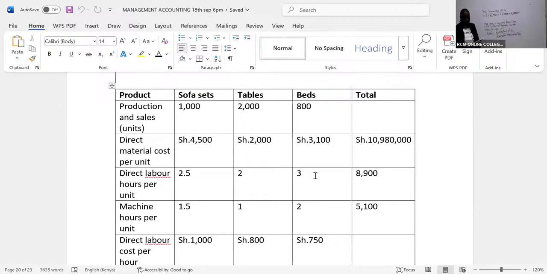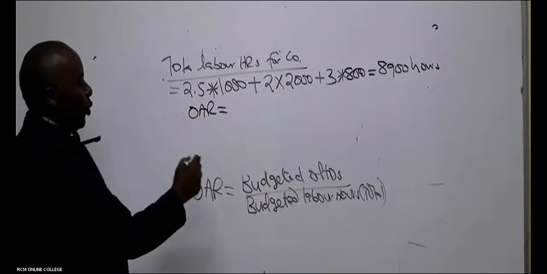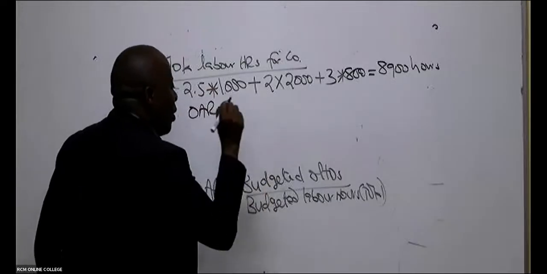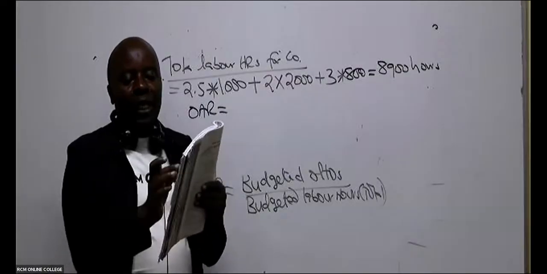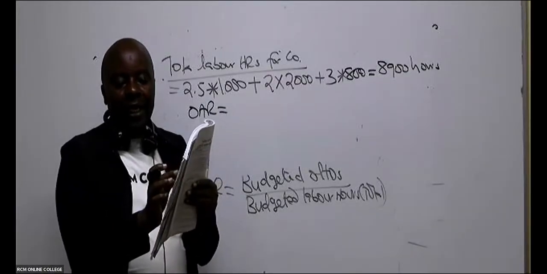So you're saying it is 8,900 hours. You're great. You're brilliant. Now, having gotten that, can we kindly go ahead and give our examiner OAR? So our OAR will be equal to our budgeted overheads total. Go to that table, the total that I'm able to see from that table, budgeted overheads are 5340.